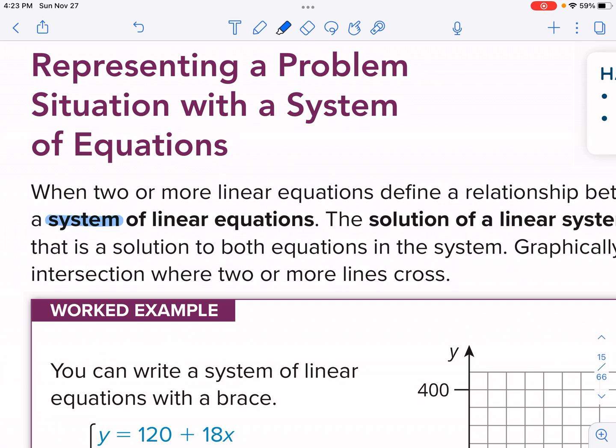What a system means in pre-algebra or algebra, it's just 2 or more equations. It's just a name for a group of equations. Just like how there's a name for a group of students, we call it a class. A group of fish, we call a school. A group of lions, we call a pride. You get the idea. It's just a group of equations. When you have 2 or more equations, it's just called a system. That's the name for it.